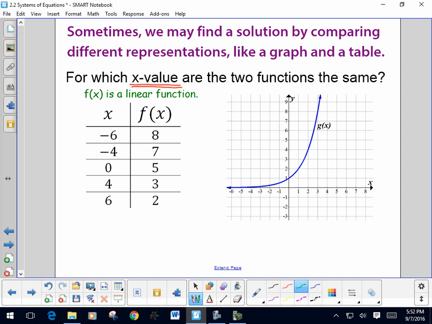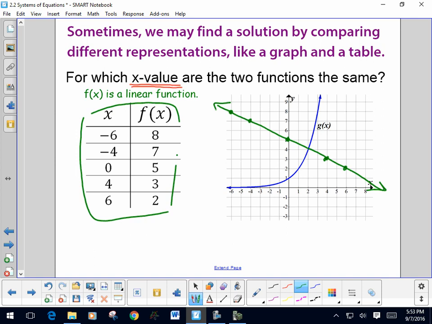So the first point, (-6, 8), is here. (-4, 7) is the next point on our list. (0, 5) is the next point. (4, 3), and (6, 2). So if we graph these points, you can see that line forming. And this is what that line looks like.